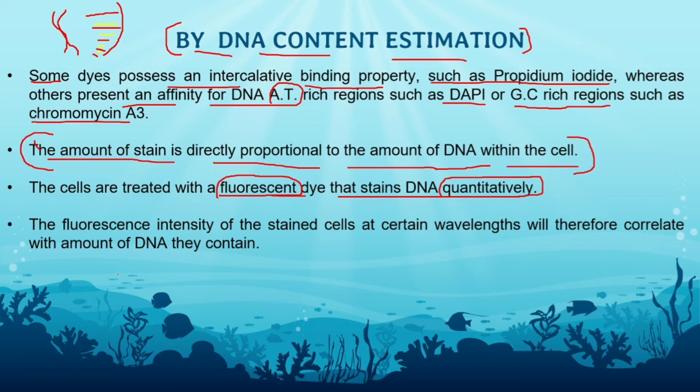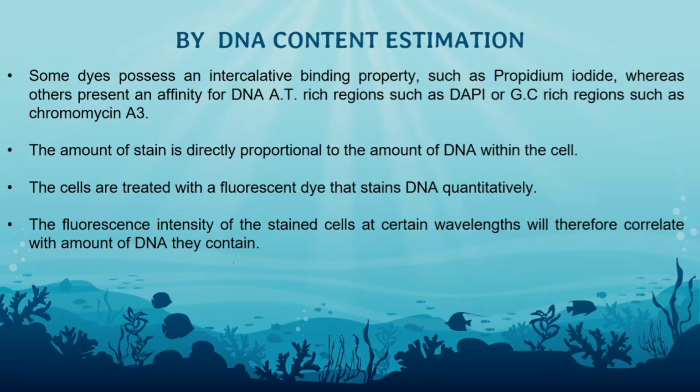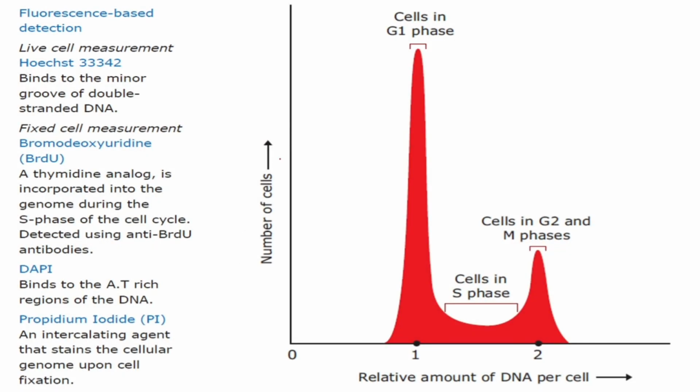So we will get to know that the most fluorescent cells will be those cells that are in G2 phase, the least would be in G1, and intermediate would be in S phase. So the fluorescent intensity of a stained cell at certain wavelengths will therefore correlate with the amount of DNA they contain. So we can draw a graph using this.